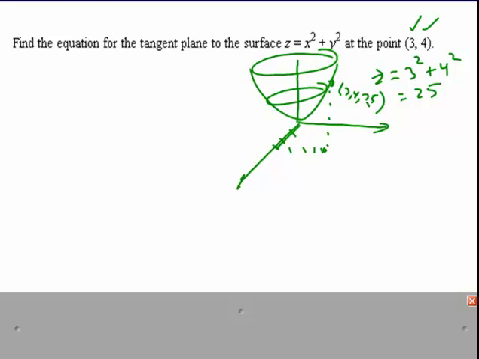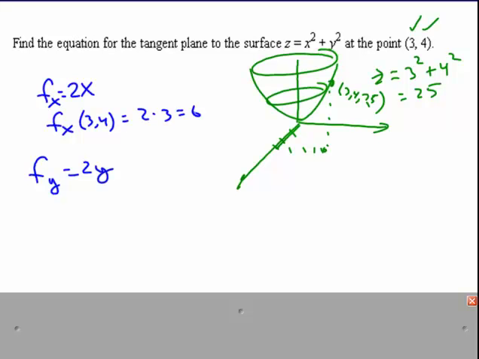Now I need to find the partial derivatives. Well, the partial derivative with respect to x equals 2x, and the partial with respect to y equals 2y. And then at the given point, we're talking about f partial x at 3 comma 4, which is just 2 times 3, 6. And f partial y at 3 comma 4 equals 2 times 4, which is 8.